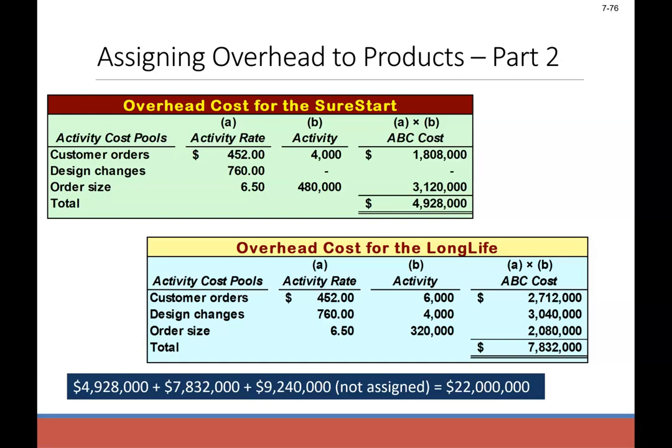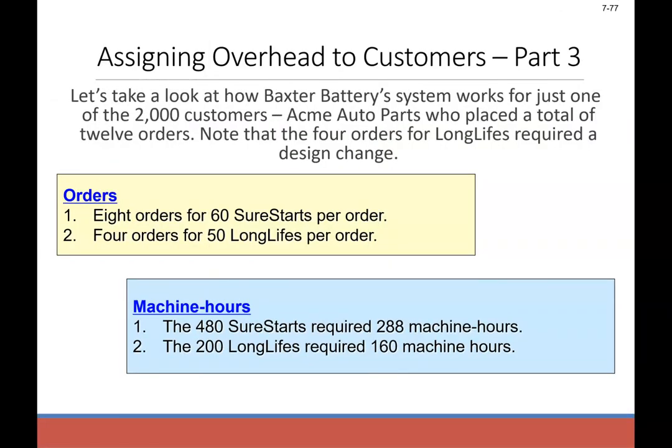Okay? So, we've got the numbers here, the ones we can assign to Sure Start, the ones we can assign to Long Life. But boy, those design changes are really eating up a lot of costs for the more expensive battery. Let's take a look at how Baxter's system works for just one of the 2,000 customers. Acme Auto Parts placed a total of 12 orders last year, and 4 orders for Long Life that Acme ordered required design changes. So they had 8 orders for Sure Starts, 4 orders for Long Life. So you see the 480 Sure Starts required 288 machine hours, and the 200 Long Lives had 160 machine hours.